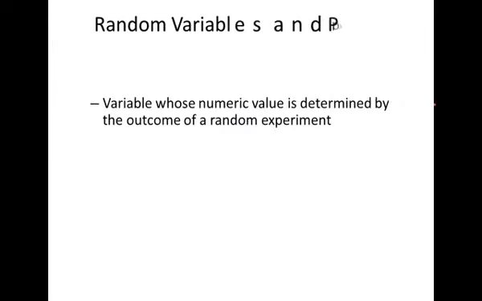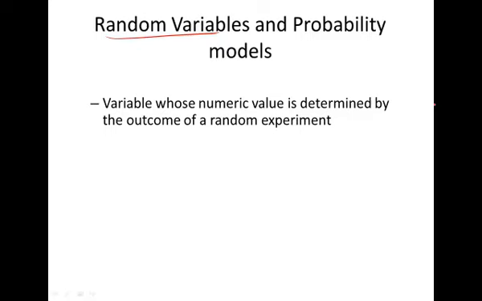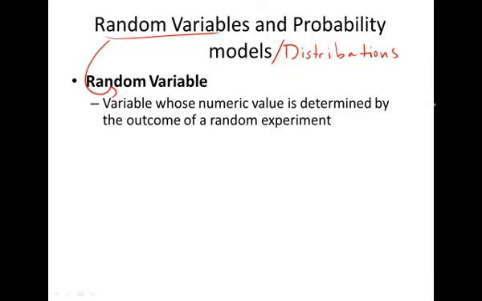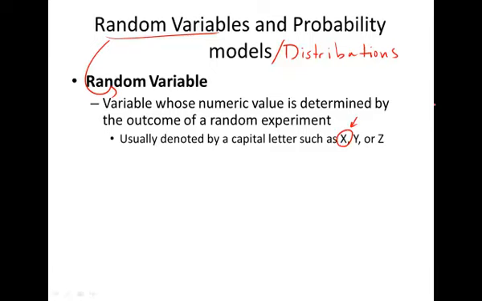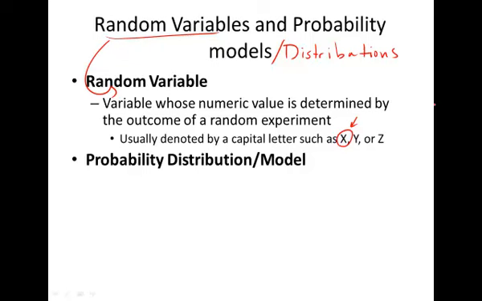All right, so when we talk about random variables, probability models or probability distributions, what we're talking about is a variable whose numeric value is determined by the outcome of a random experiment. So we're going to show an example of this in just a minute. Actually, it's an example that we've looked at before. So a random variable is usually denoted by X, Y, or Z. X is probably the one we're going to use the most often. Notice that it's a capital X.